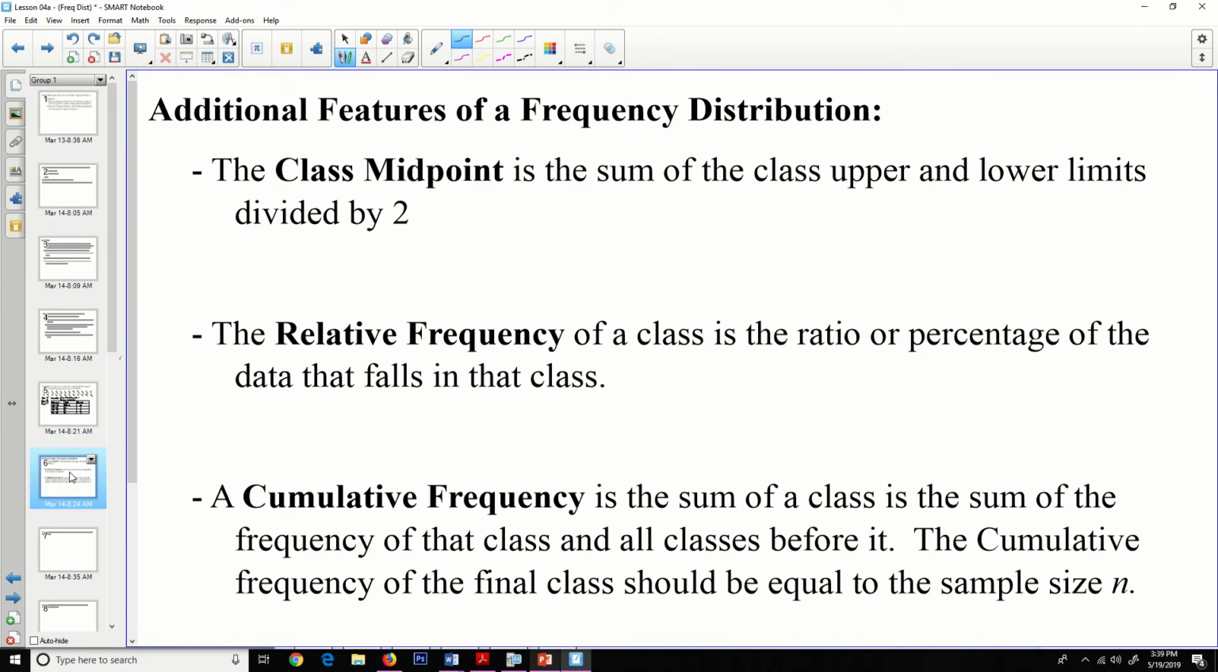All right, a couple other things that we talked about. Class midpoint is the sum of the class upper and lower limits divided by 2. That's just the regular midpoint equation. The relative frequency of a class is a ratio or percentage of the data that falls in that class. And the cumulative frequency is the sum of the frequency of that class and all of the classes before it. The cumulative frequency of the final class should be equal to the sample size n. So this one's just each class will get bigger.